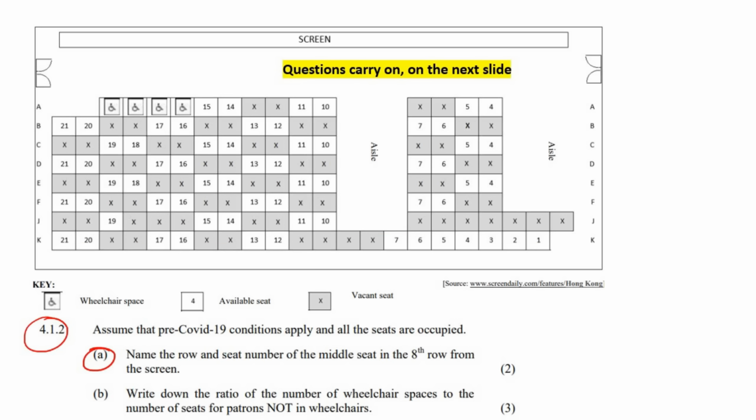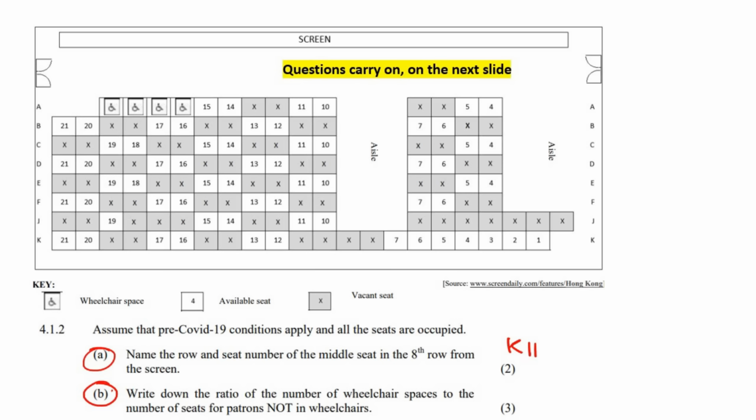Now we need the middle. So I'm going to cross off from either side, and eventually we should arrive at the middle. There it is. So we can say that it's row K, and then this is 11, 11, 11, 11, 11, 11, 11, 11. So it's going to be K11.